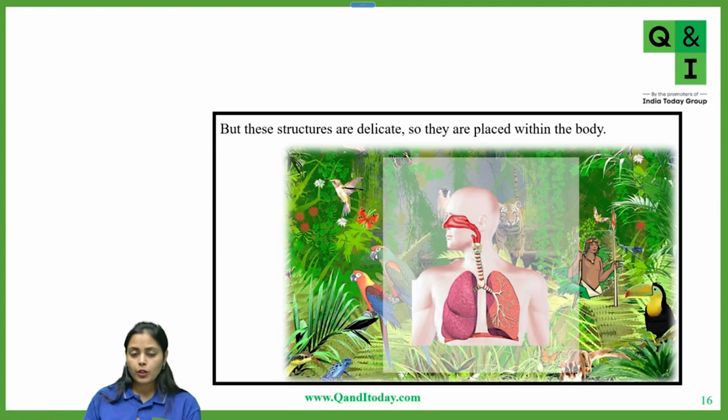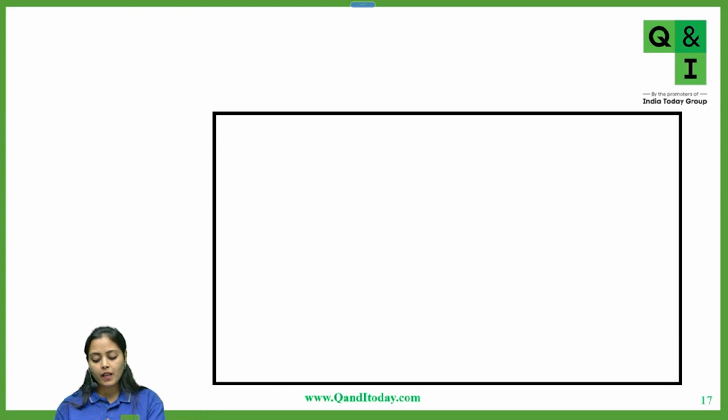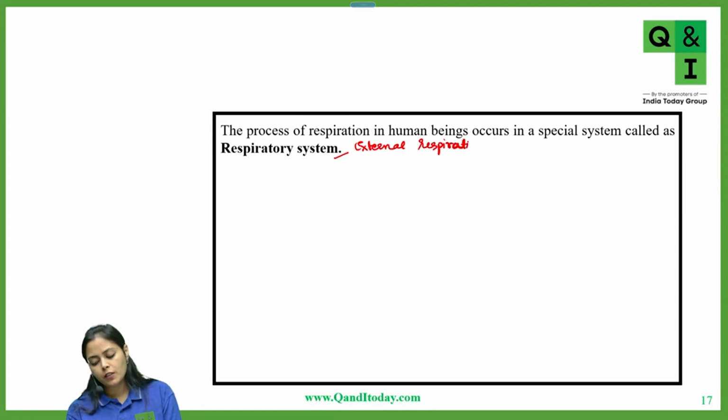Now, these structures are delicate, so they are placed within the body. Like in humans, the lungs are placed inside the body. Now, the process of respiration occurs in a special system, which is called the respiratory system. The respiratory system marks the site for external respiration. This I have just told you, that external respiration takes place in the respiratory system of the body.